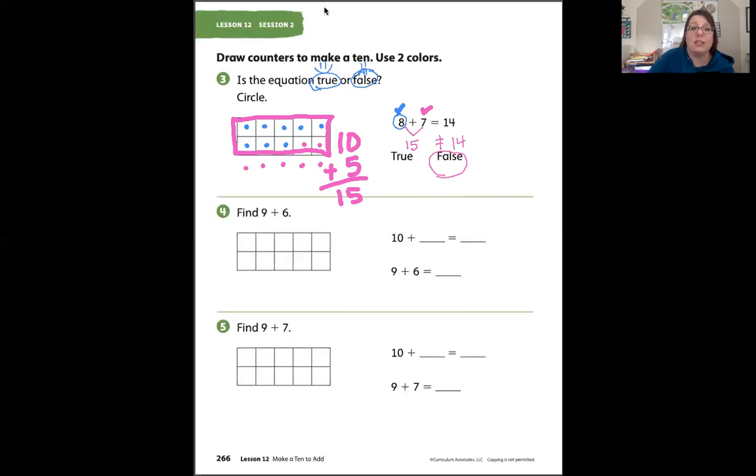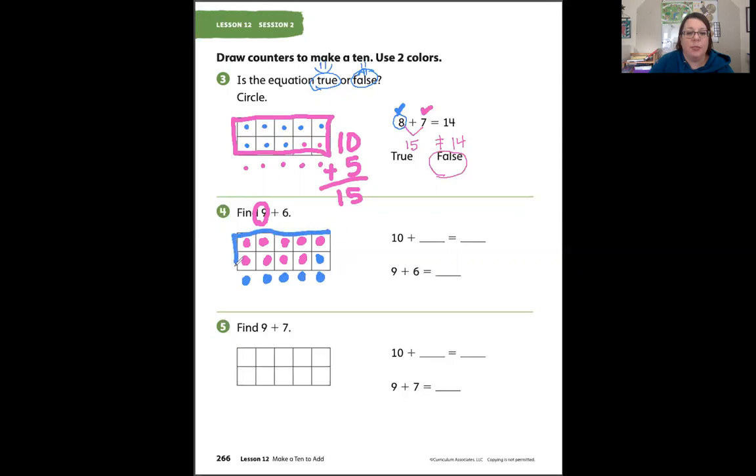All right, we're going to go on to find 9 plus 6. So I'm going to go ahead and choose a bigger font and fill in 9. 9 is the greater number there, so I'm going to fill in 9. 1, 2, 3, 4, 5, new line, 6, 7, 8, 9. And then I'm going to add 6 more. 1, 2, 3, 4, 5, 6.